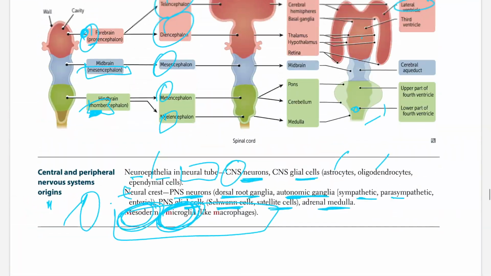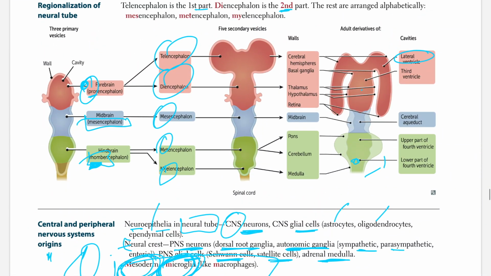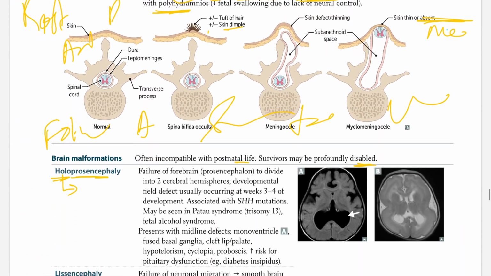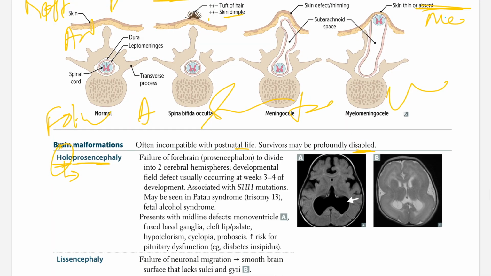If you just look back here, prosencephalon is the forebrain. So holo, 1, prosencephaly, 1 forebrain. Okay, so failure of the forebrain, the prosencephalon, to divide into 2 cerebral hemispheres. So developmental field defects usually occurring at week 3 to 4 of development.